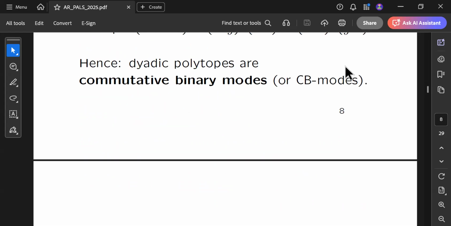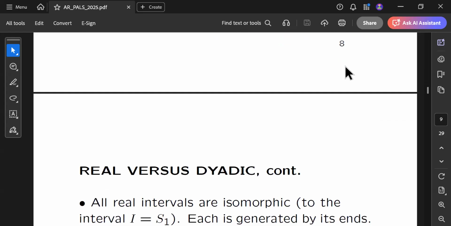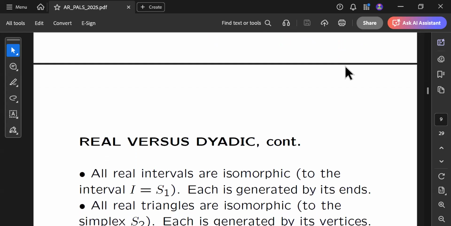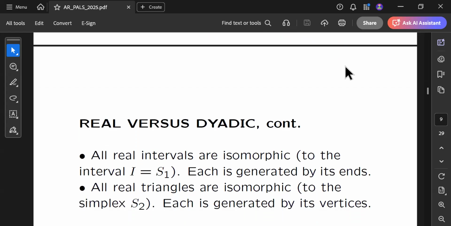Now let us go further and see what other differences there are between these real and dyadic polytopes. First, all real intervals considered as barycentric algebras are isomorphic. They are isomorphic to the unit interval, which is a one-dimensional simplex. And such a simplex is generated by its ends. Similarly, all real triangles are isomorphic to the two-dimensional simplex. Each of them is generated by its vertices.